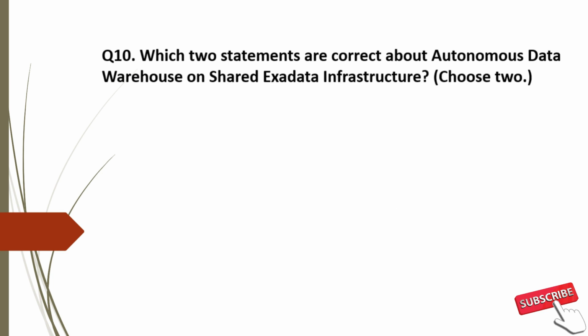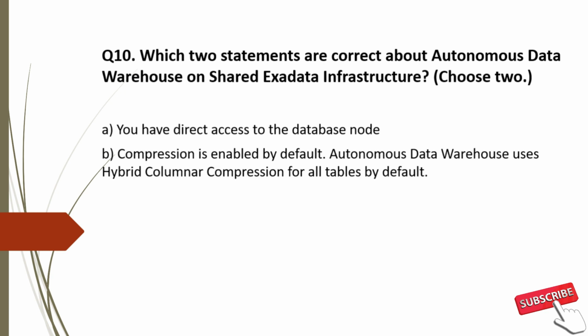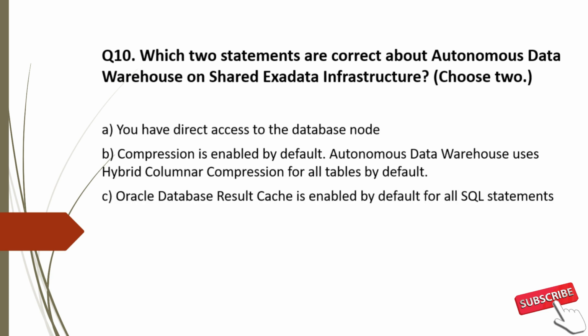Question 10. Which two statements are correct about autonomous data warehouse on shared Exadata infrastructure? And the options are A. You have direct access to the database node. B. Compression is enabled by default. Autonomous data warehouse uses hybrid columnar compression for all tables by default. C. Oracle database result cache is enabled by default for all SQL statements. And D. Parallelism is not enabled by default.